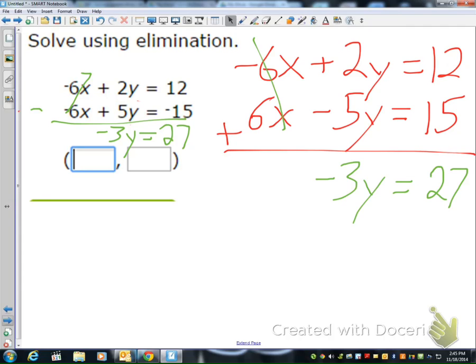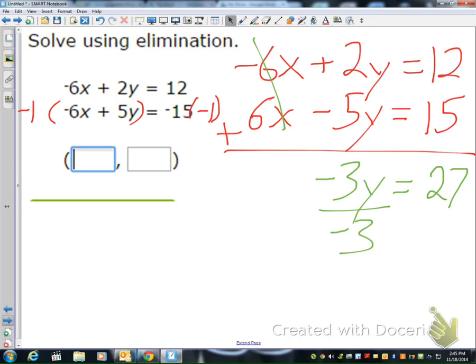All right. So from there, it's a one-step equation. I have to divide through by -3, divide through by -3, and I get y equals -9.